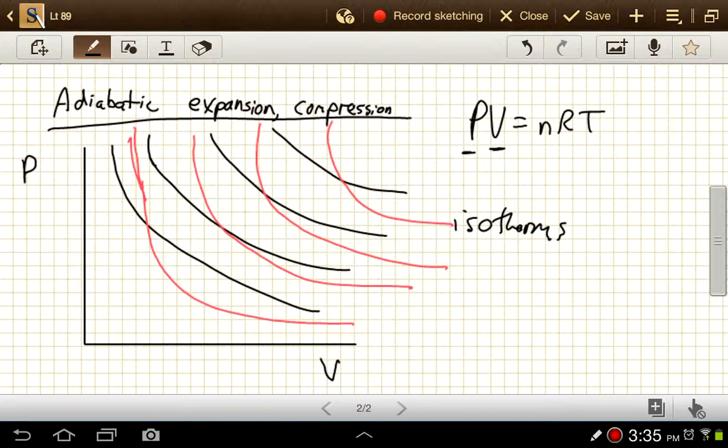Anyway, so these red lines, the adiabatic expansion graphs, they just tend to be more extreme. They get vertical much more rapidly when they get close to the P-axis, and they get almost horizontal much more rapidly when they get close to the V-axis.